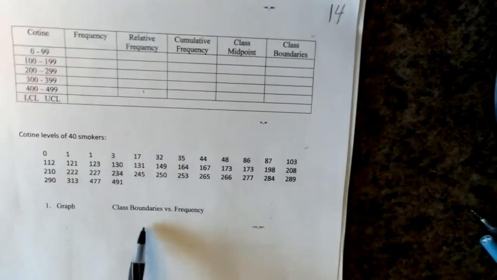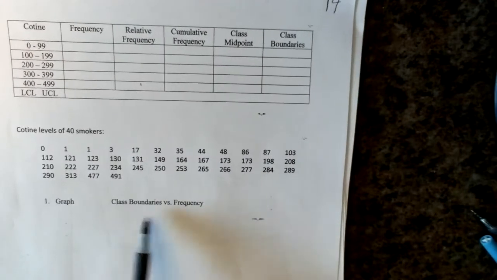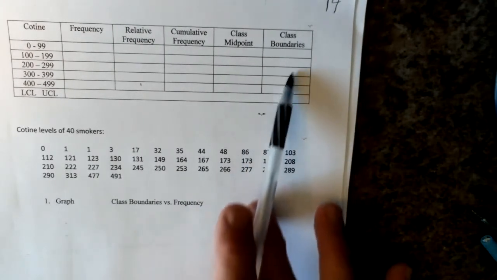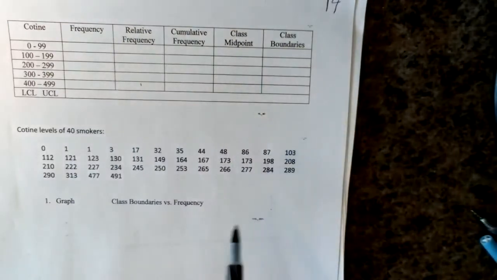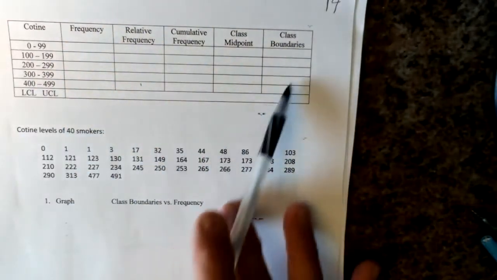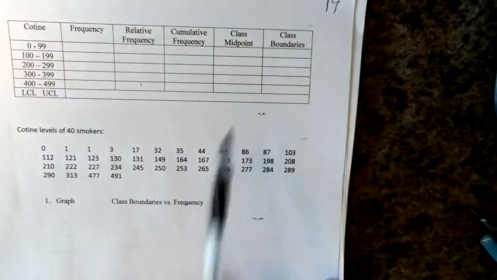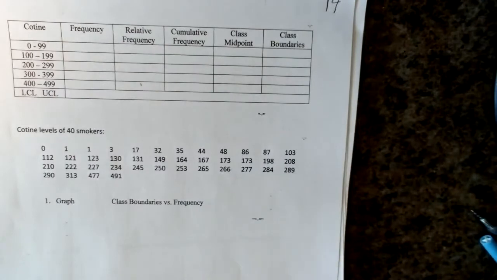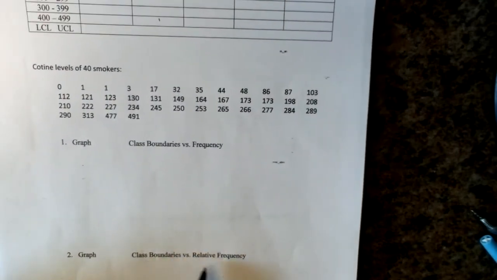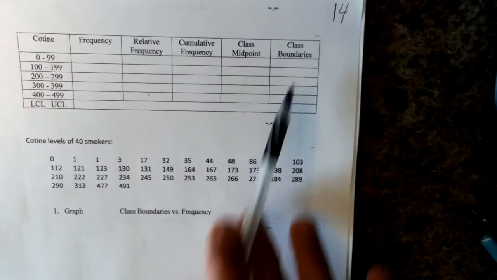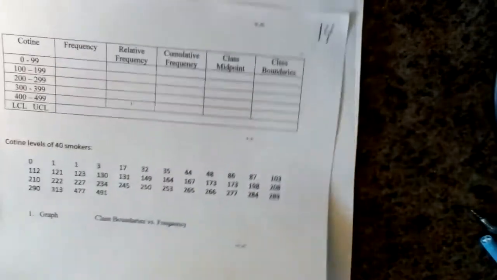And when you do that, then they ask you to do some graphs. Class boundary versus frequency. So when you have this table, then based on the information you have provided in this table, we ask you for some graphs. Like here, we want you to graph class boundary versus frequency, or here we want you to graph class boundary versus relative frequency. So first you need to fill in the information here.